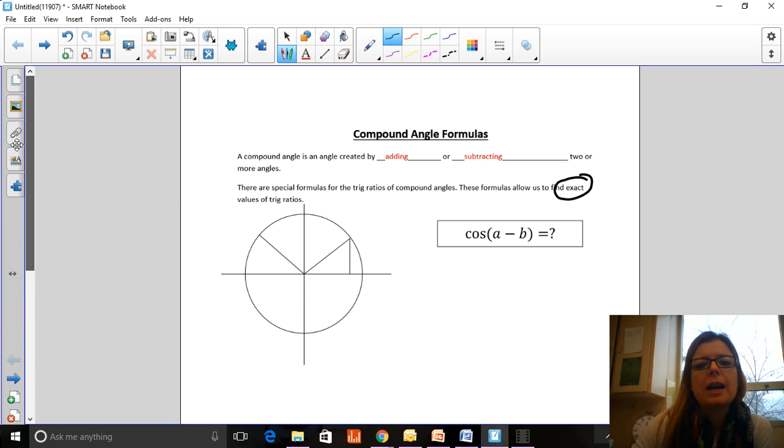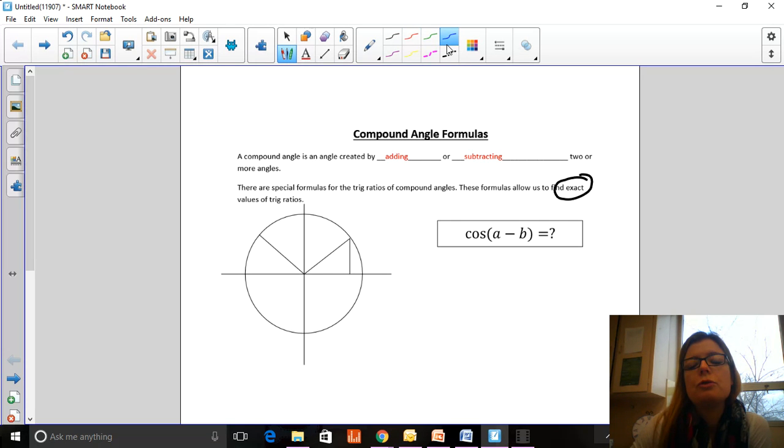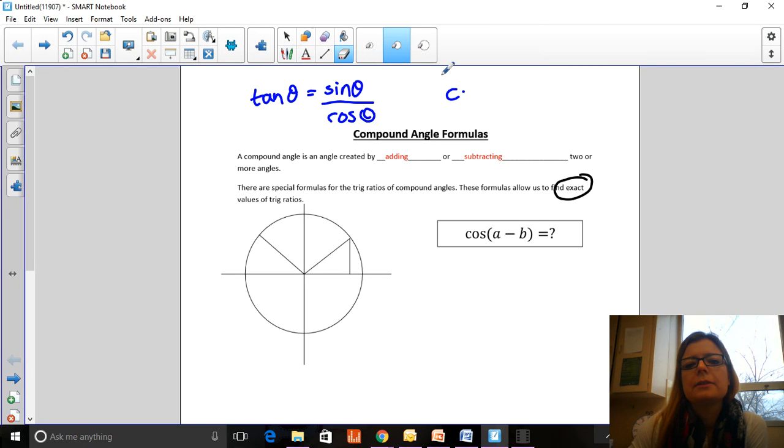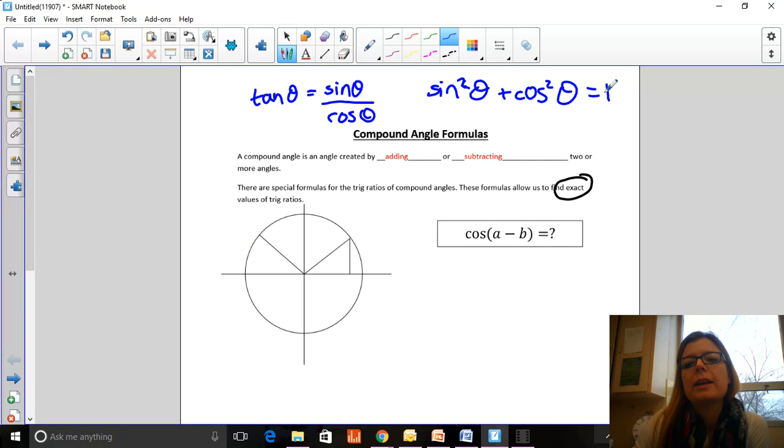Before I go on, at the top of your page, I need to remind you of 2 known ratios that we learned in grade 11. We learned that tan theta is equal to sine theta divided by cos theta. We can prove that using the y and the x's, but that is a known fact in trigonometry. We also learned last year that sine squared theta plus cos squared theta equals 1. That is called the Pythagorean identity.